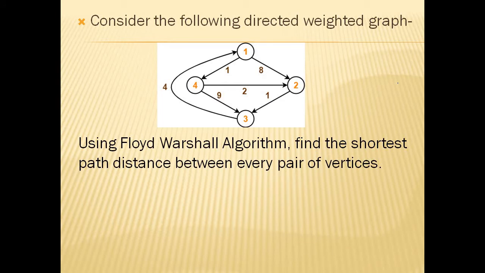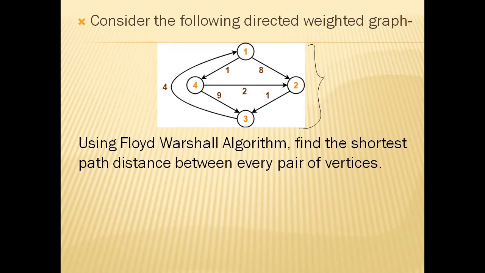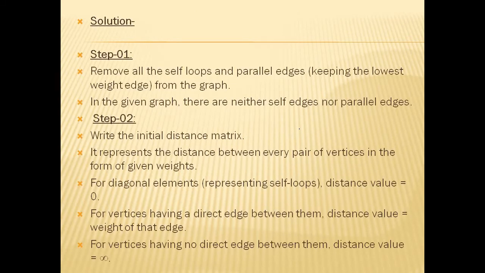Here we have one graph, which represents all the edges with their weights, or else distances, whatever we can find. Now we'll process how we are going to solve this one. First, you should keep in mind that it should not have any self loops and parallel edges. If there are any parallel edges or self loops, then we need to remove them.